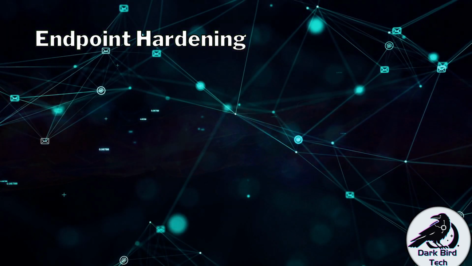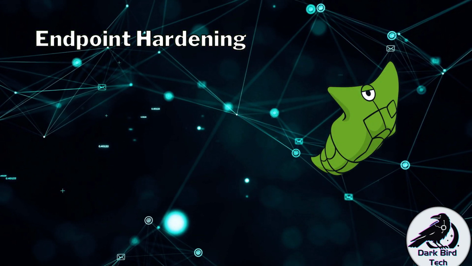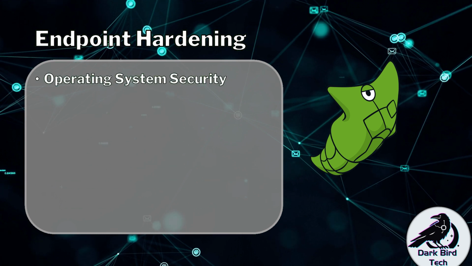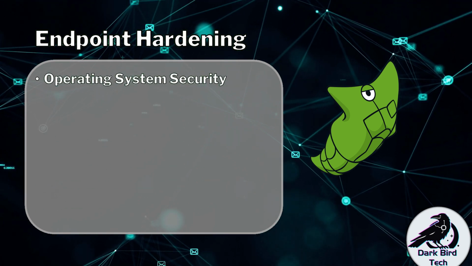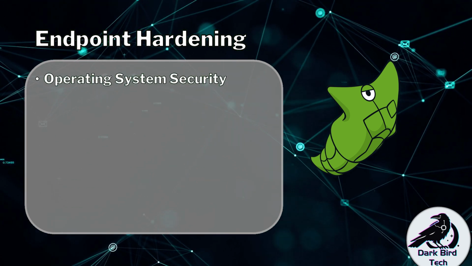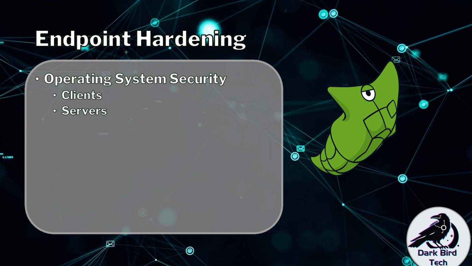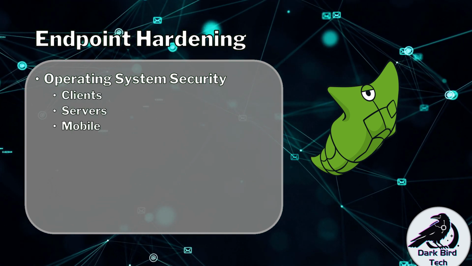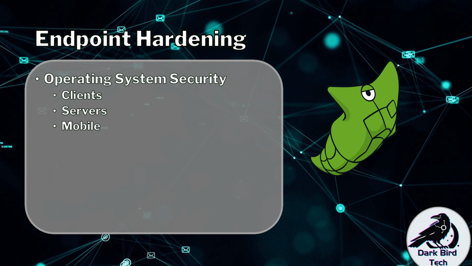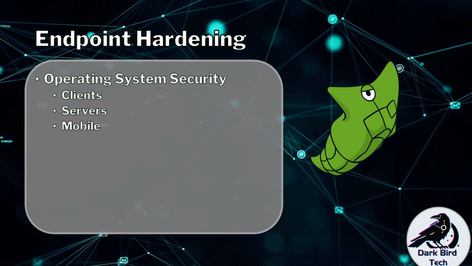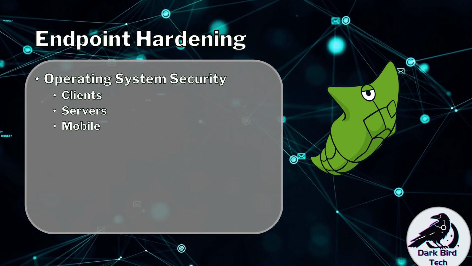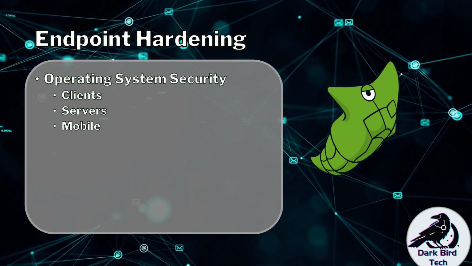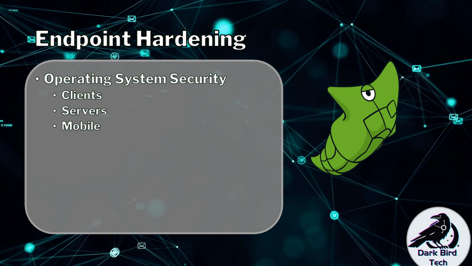First up, endpoint hardening. So firstly, operating system security. You need to consider, are you dealing with a client, a server, or a mobile device? As these different kinds of operating systems are going to be bringing different benefits and drawbacks and challenges to the table when it comes to implementing good cybersecurity.